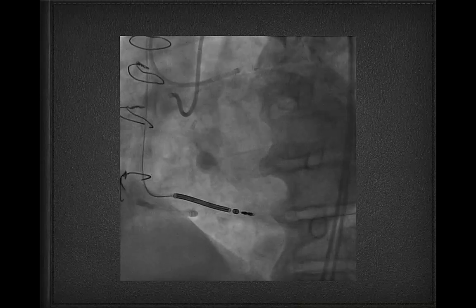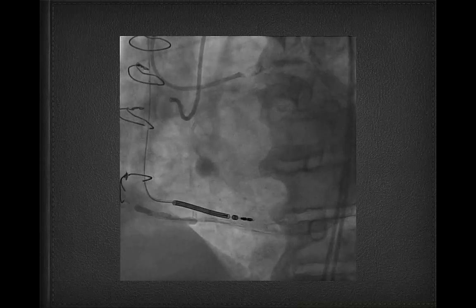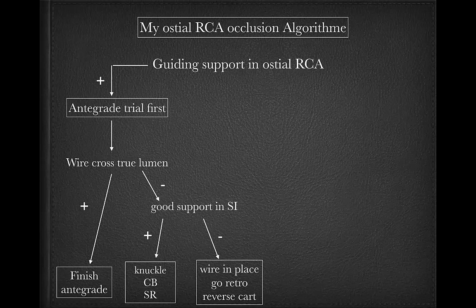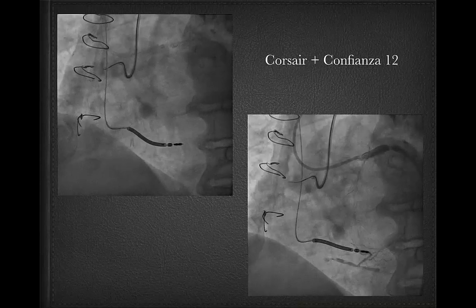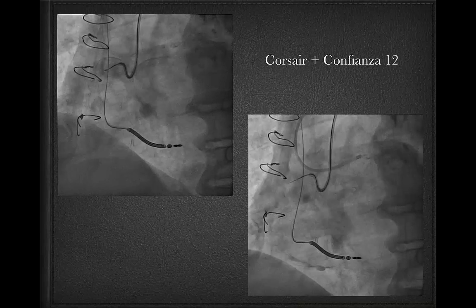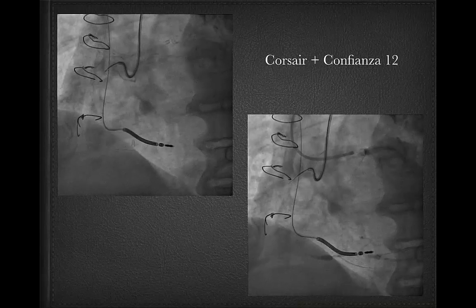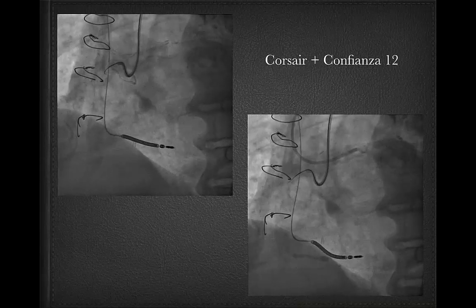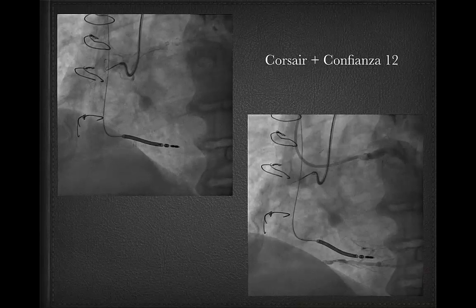My guiding as a support. So we are also in the left part of the tree. So next is, is my wire crossing true lumen or not? So in that point, I used the Corsair and Confianza Pro 12, and then it was impossible to stay inside true lumen. So my Corsair was in subintimal, surely after several trials, staying subintimal.